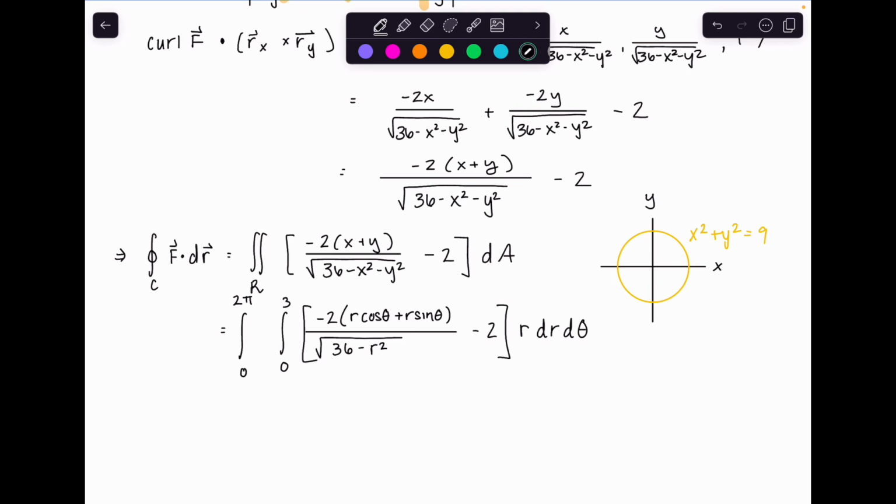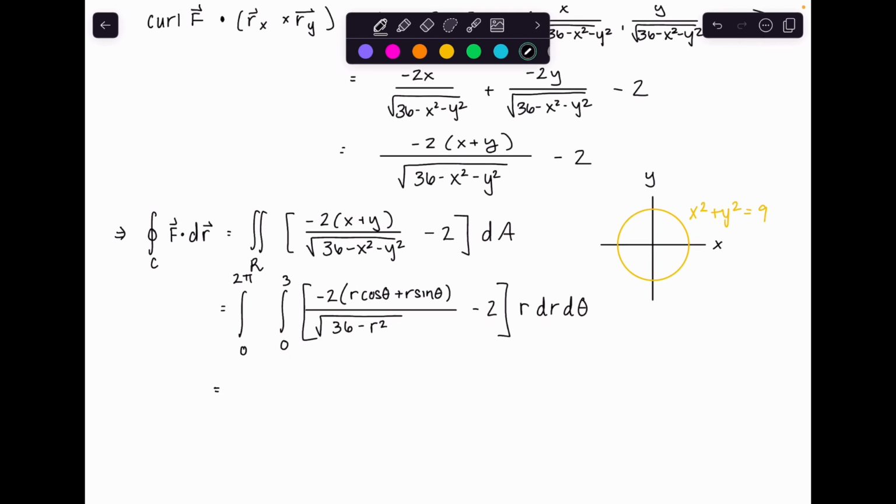So distributing that r, this ends up becoming the integral from 0 to 2 pi, the integral from 0 to 3 of -2 r squared times cosine of theta plus sine of theta over the square root of 36 minus r squared. And then we get a minus 2r.